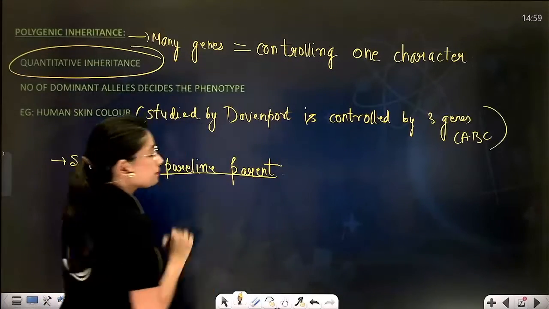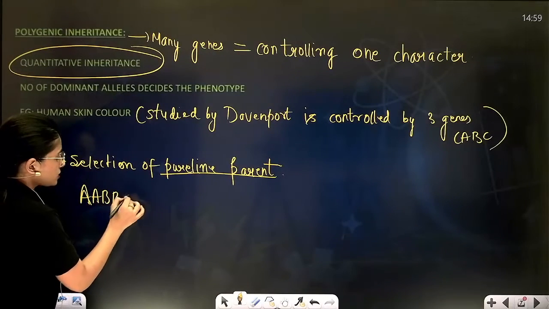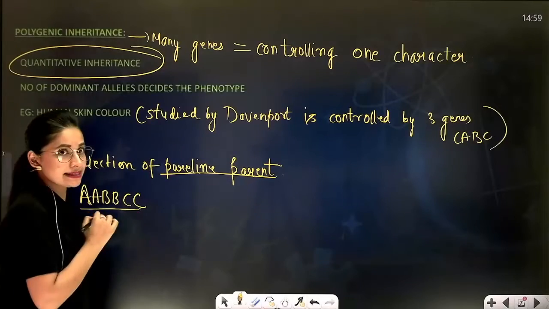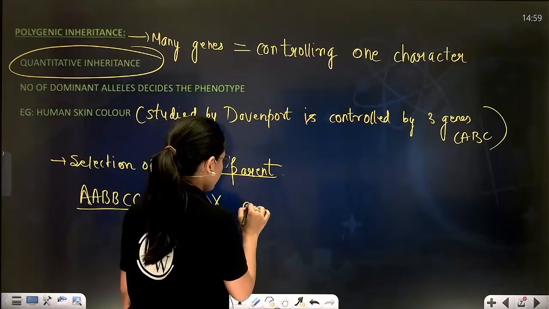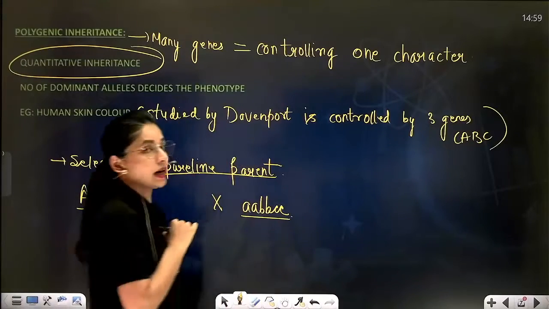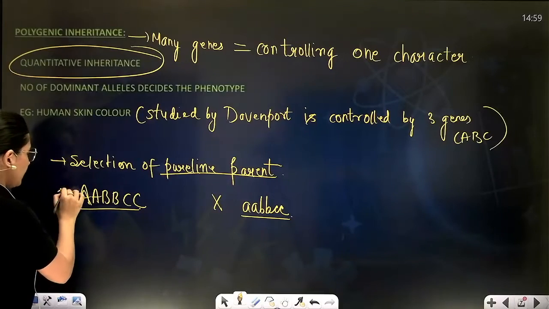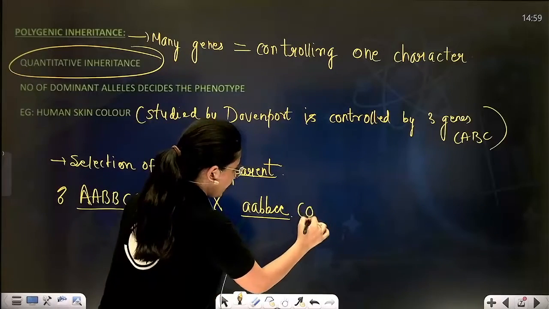Selection of pure line parents. One parent has to be homozygous dominant for all the alleles and another has to be recessive for all the alleles, for all the genes, right? Suppose this is the male parent and this is the female parent.